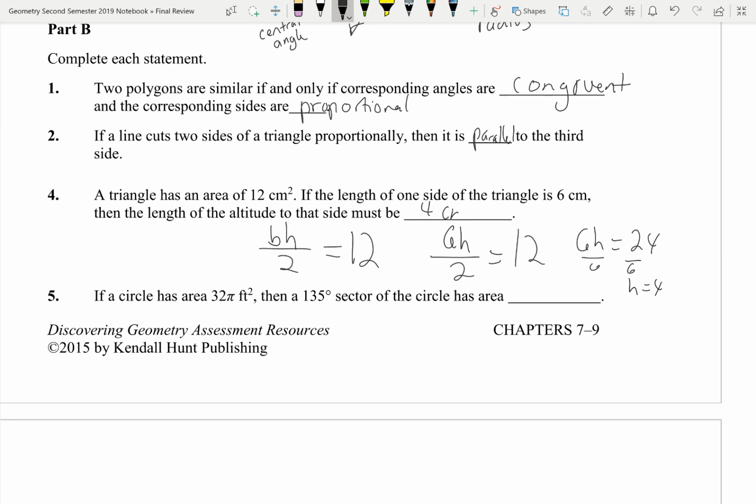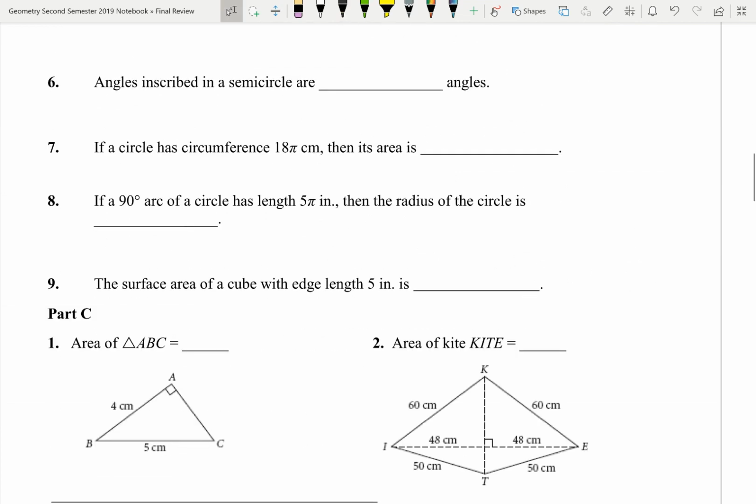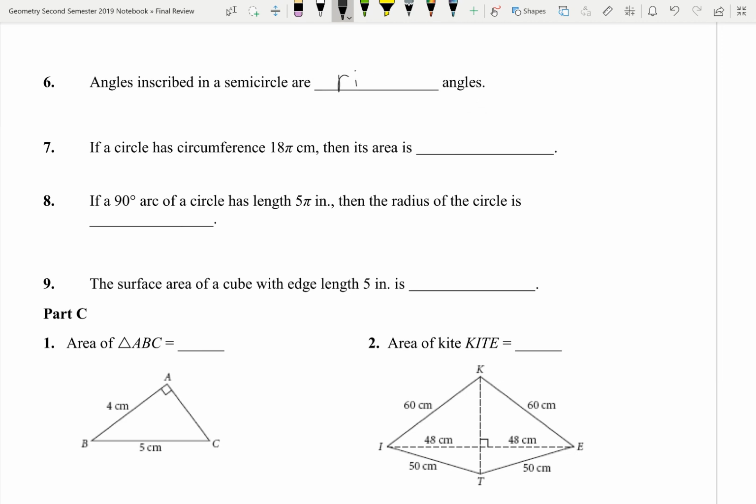So 4 centimeters. If a circle has an area of 32 pi, then a 135-degree sector of that circle has area what? Well, 135 divided by 360 times the area will get you 12 pi. And that's going to be the area of that sector. Angles inscribed in a semicircle are right angles. That's again from chapter 9.